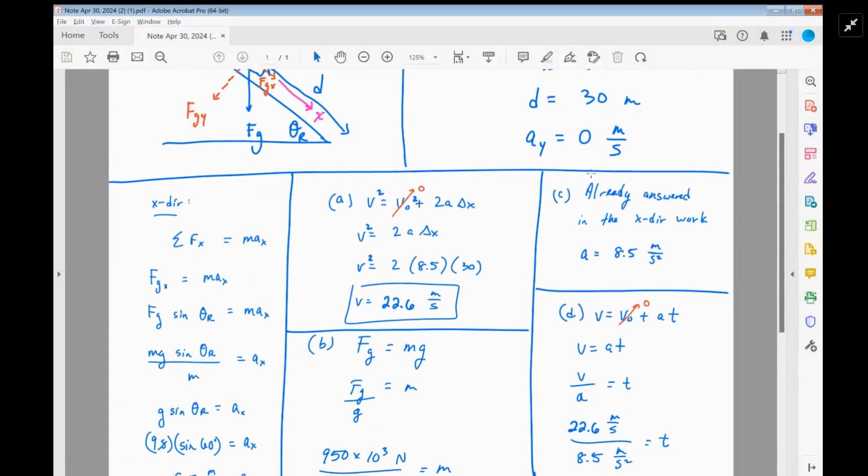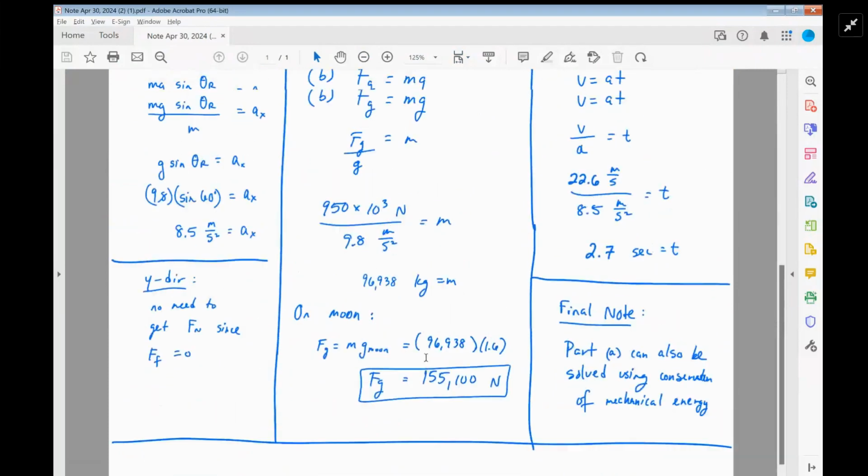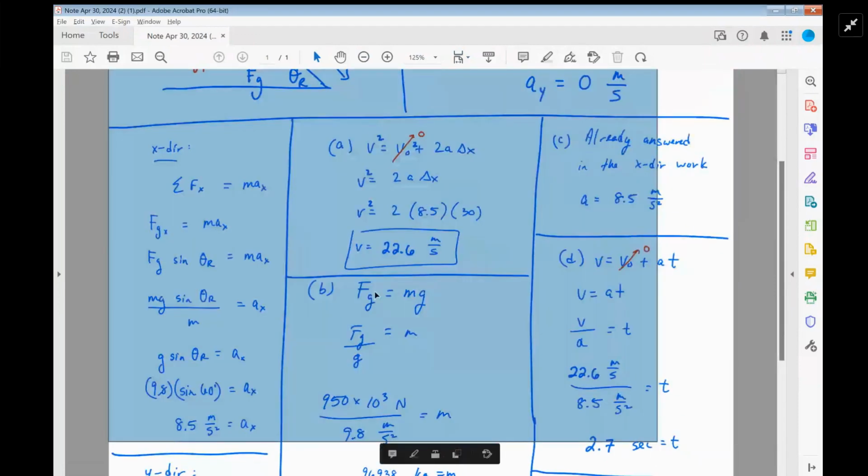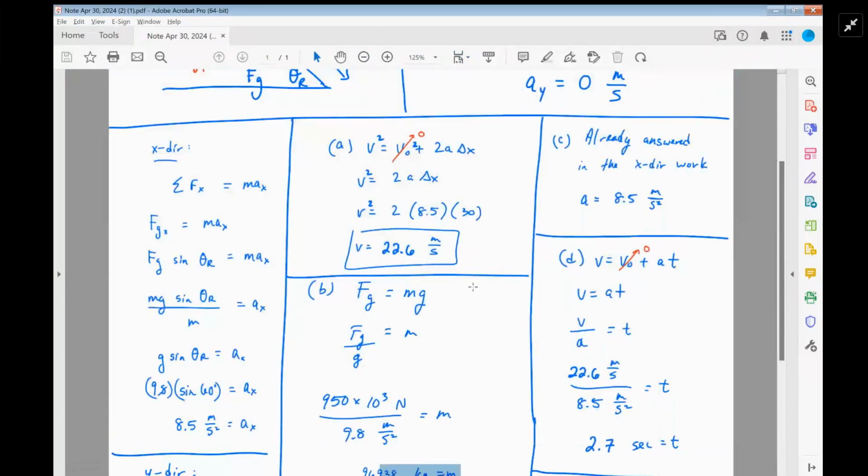So if you want to lose weight, go to the moon. You weigh about 1/6 of your weight. So we have these two answers, FG and V. C was already answered. This is the acceleration down the ramp. We got that answer, if you recall, over here in the first part when we did our x direction work.